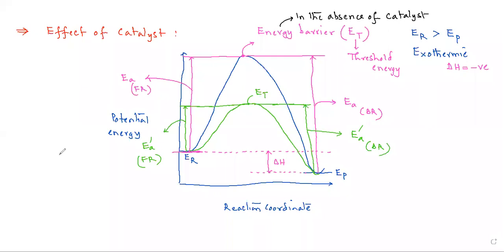One thing very interesting about this is a catalyst not just lowers the activation energy of the forward reaction, but also lowers the activation energy of the backward reaction by the same amount. Look at this. By the same amount, if you observe, right up to this, you got the decrease. This is the decrease in case of forward. This is the decrease in case of backward.